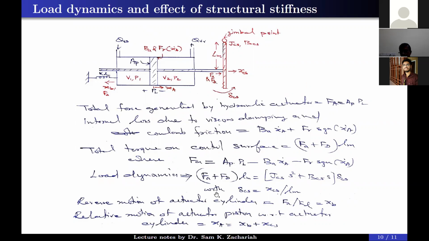FD is an external disturbance. You assume a condition where your aircraft is flying. During landing and so on, a large aerodynamic force is acting on the control surface. So there are two forces. One is the external aerodynamic force. Another is the force given by the actuator. Both forces together will be acting on the control surface.